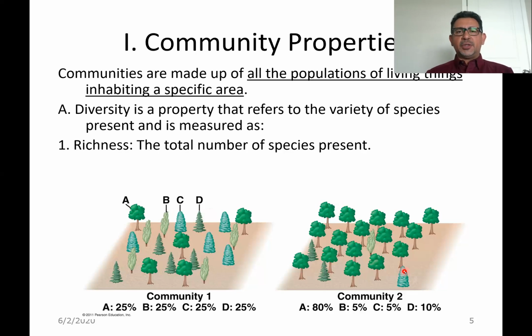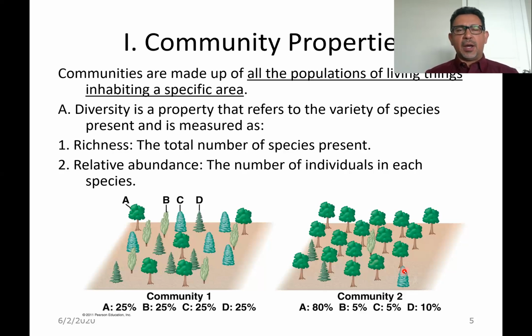It may seem that the two communities, 1 and 2, have the same level of diversity. They do have the same richness. Both have a total of 4 different trees present in the place. But where these two communities are going to be different is with regards to the relative abundance. If you count the trees in community number 1, there's going to be the same number of trees. There are 5 trees for species A, 5 trees for B, 5 for C, and 5 for D. However, if you look at community 2, you're going to see that most of the trees in this place are going to be this species A.